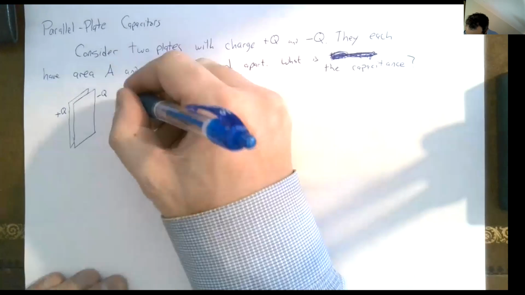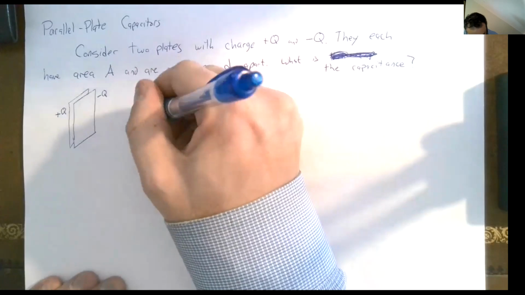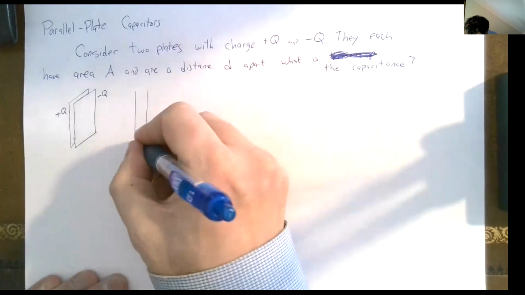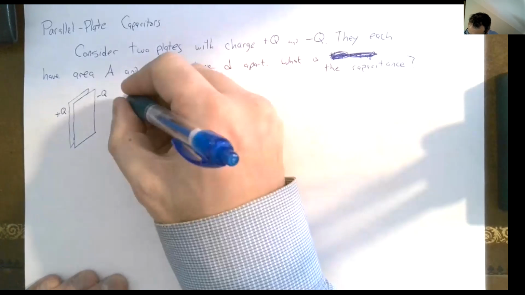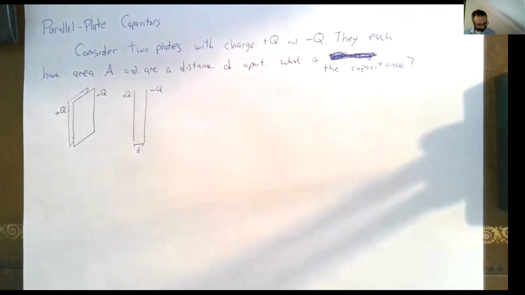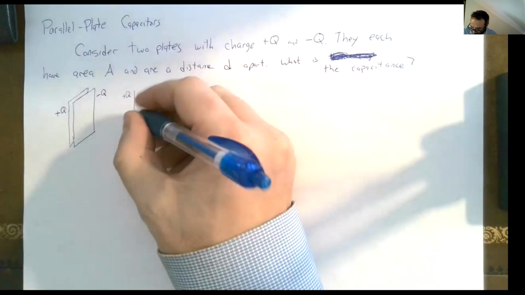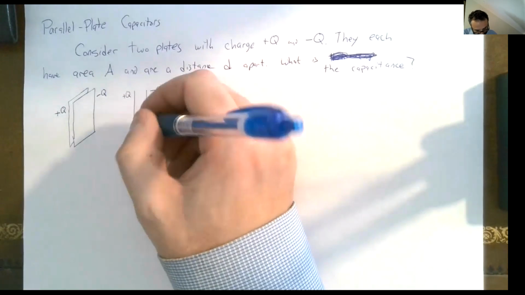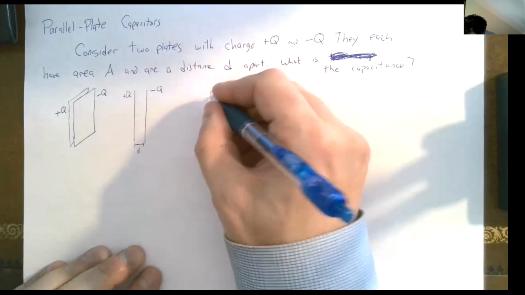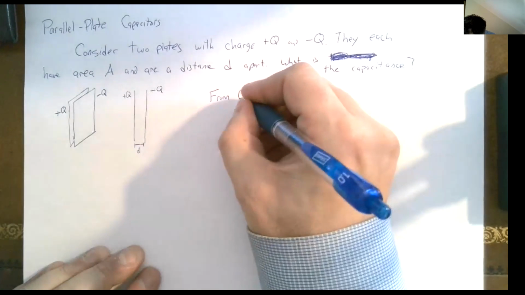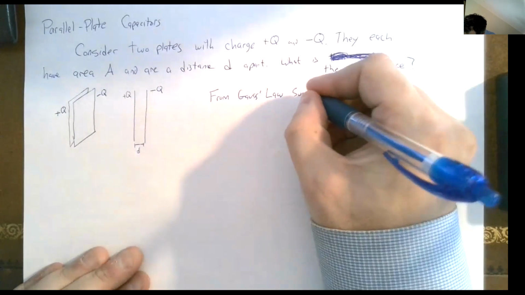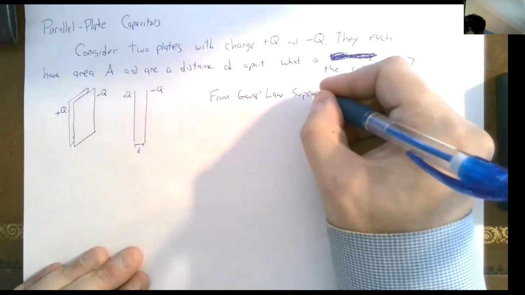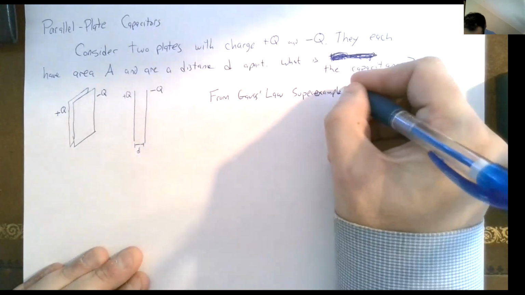All right? And then just drawing them end on, if you look from the side, here are the two plates. That's the distance d in between them. This one is the minus Q, and this one's the plus Q. You're looking end on. So first, we want to know what is the electric field in between these two plates, right? And we can tell that from the Gauss's law super example, the first one that we learned. Super example 1.